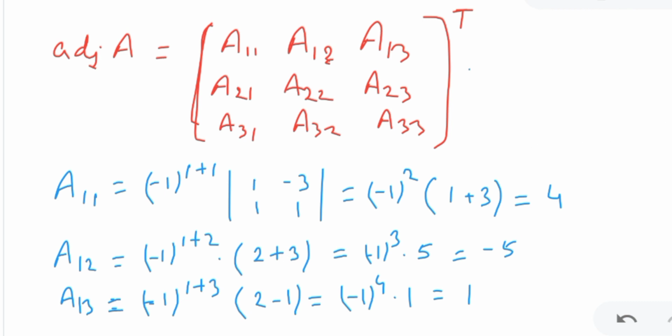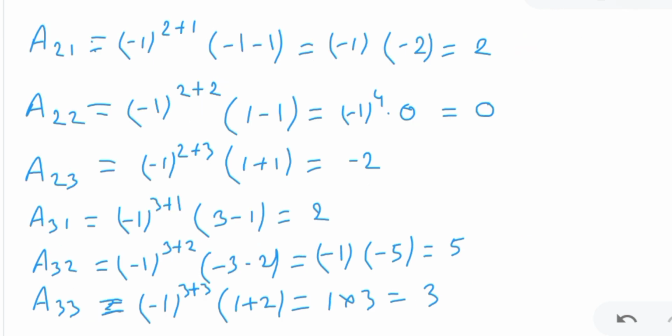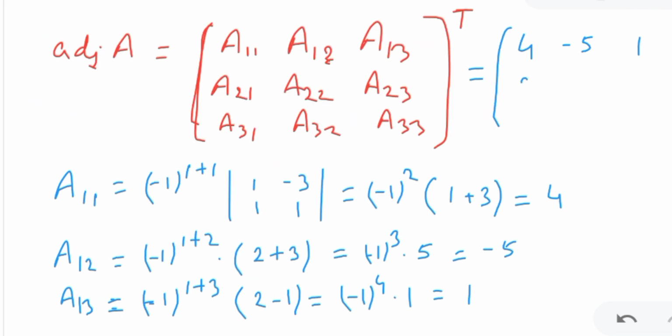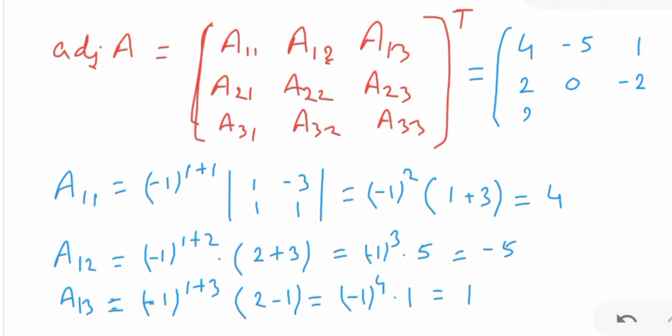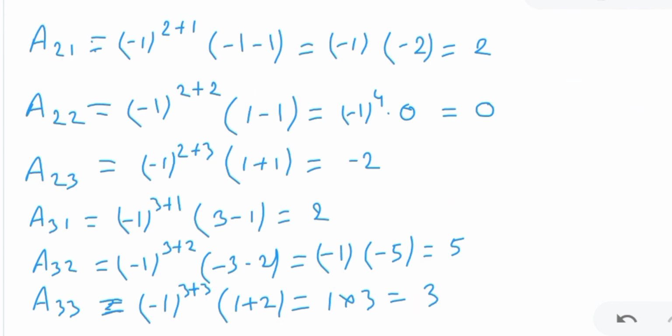So A11 is 4, A12 is minus 5, A13 is 1, then 2, 0, minus 2, then 2, 5, 3. Correct, and transpose of this. If I do the transpose, then I will find adjoint A.